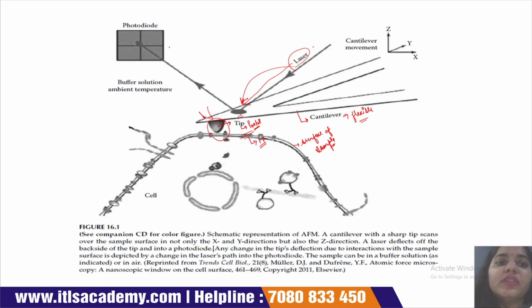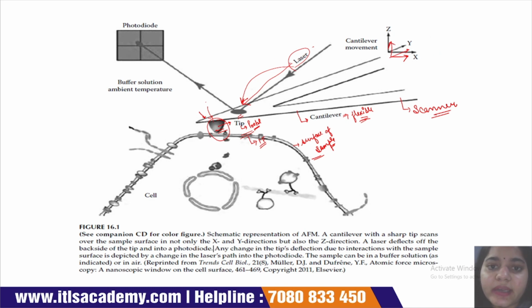Now we understand the working of AFM with the help of this diagram. This is the surface of the biological sample. This is a cantilever. This is very flexible. Here, a scanner is attached to this cantilever, and this scanner is a piezoelectric scanner. This is the tip of the probe, and this cantilever is very flexible. It can easily move in all three directions: x direction, y direction, as well as z direction.